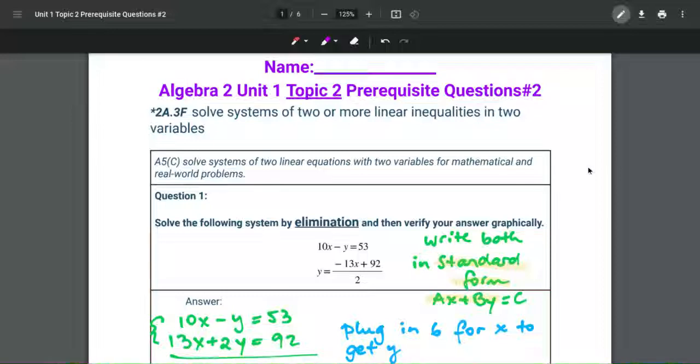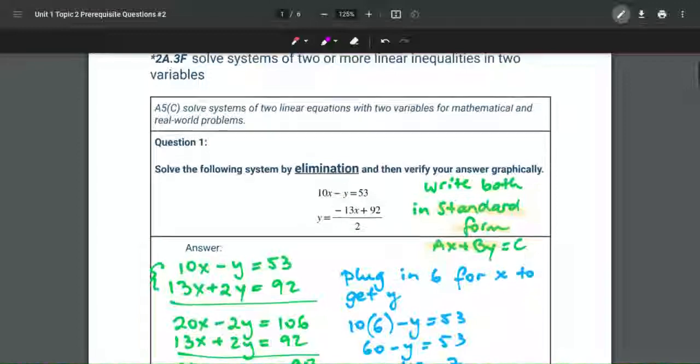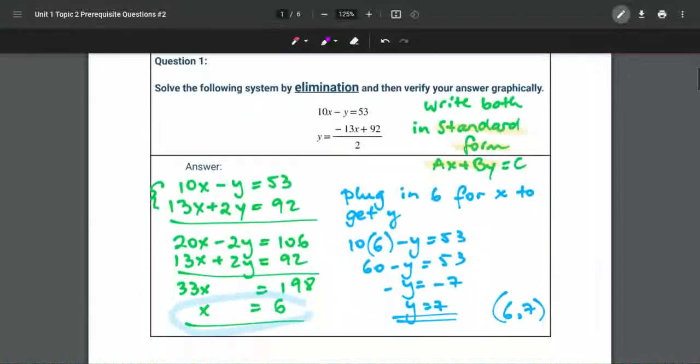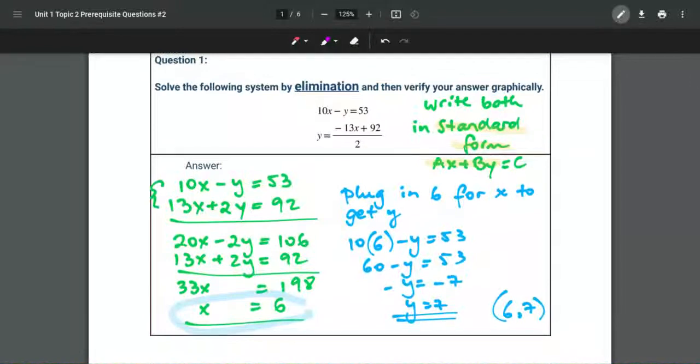The first question was asking you to solve by elimination. You may recall that on the previous assignment, we solved the same system by substitution. Now, in order to solve by elimination, you have to write both equations in standard form. That means your x and y terms are on one side and the constant term, which is just a number, c, on the other.